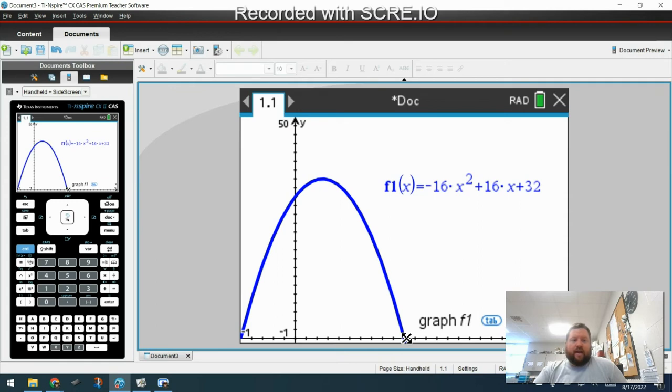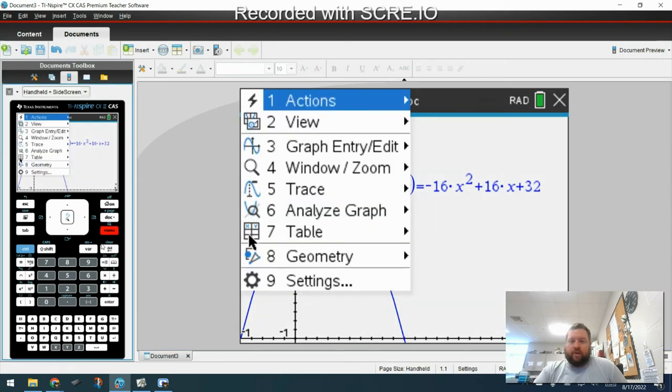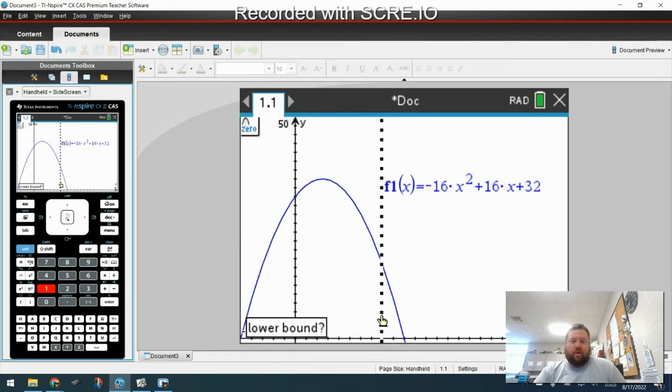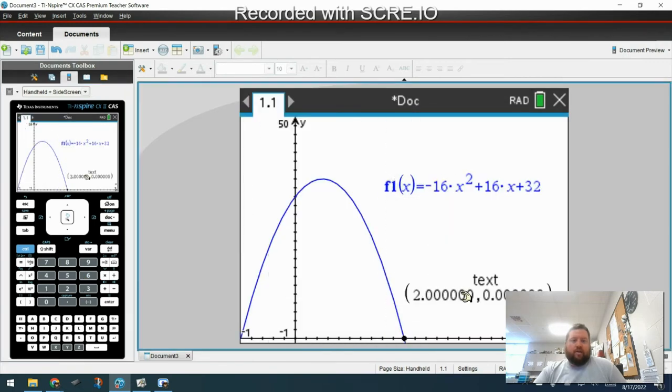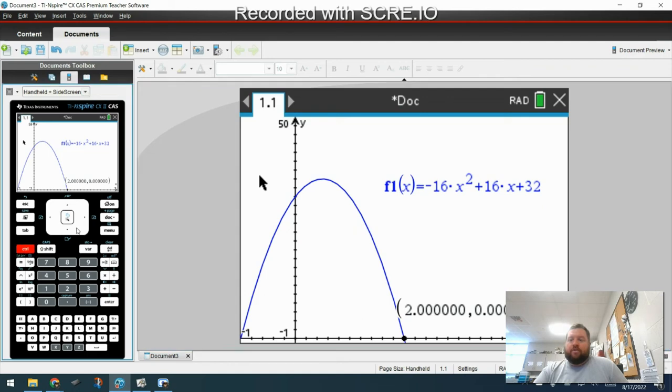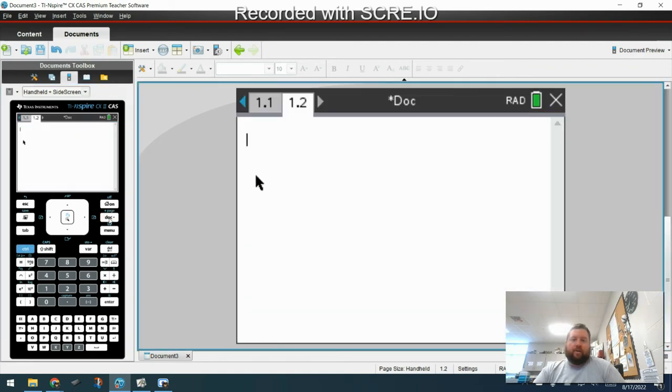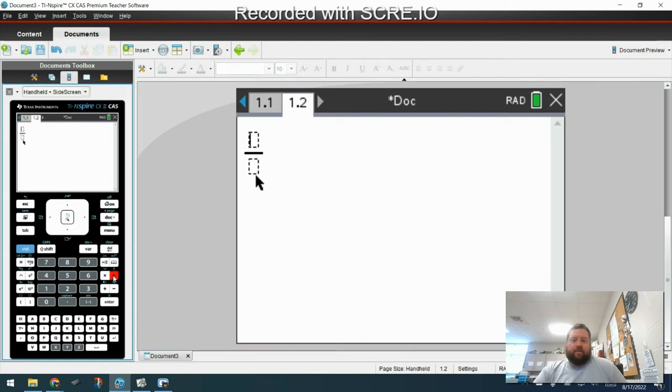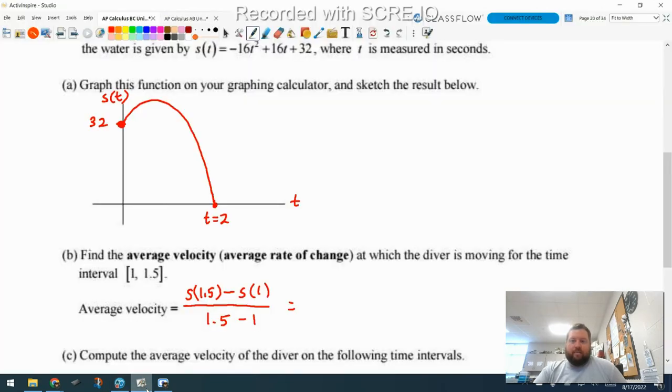So there's that graph. Like I said, this is at x equals 2. If you don't trust me there, we can find it. Menu, analyze graph, zero. Click and click. There's our point, 2, 0. There's our 32, and then we have a maximum up here somewhere. All right, so I'm going to add a new page, Control Doc, and just a regular calculator page. I'm going to hit Control divided by to get a fraction template, and then we're going to type this in.